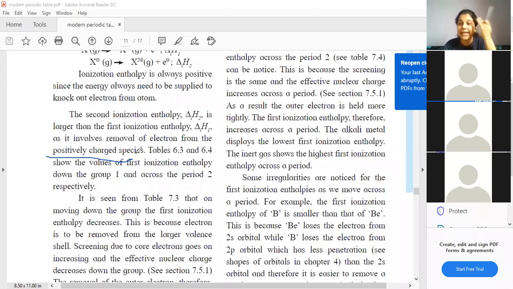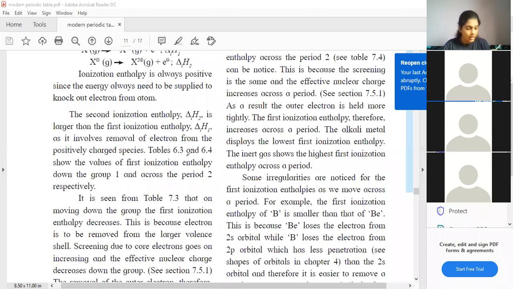Removing an electron from a cation is more difficult because what is a cation? Nuclear charge is the same but electrons are less. So the nucleus pull on electrons is more and removing the electron becomes more difficult. So if you want to remove an electron from a cation, more energy will be required.